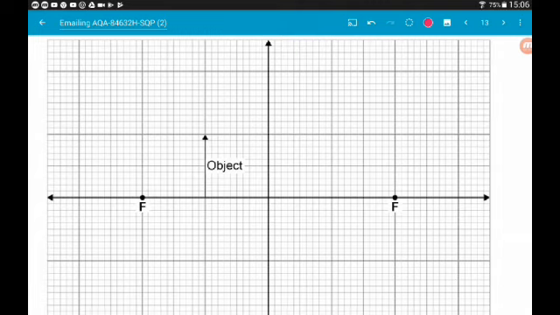So the first thing we want to do is draw a straight line from the top of the object through the centre of the lens. So that will look like that. The next thing we need to do is draw a line from the top of the object that is parallel to the x-axis, if you like. So that's going to hit our lens like that. Then we draw a line that goes from that point through the right hand focal point. So that's going to look like that.